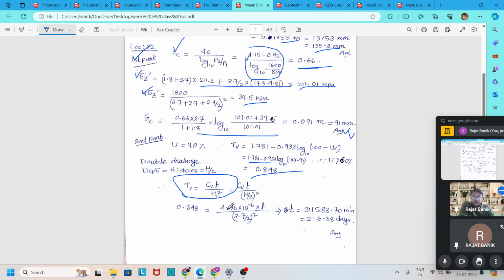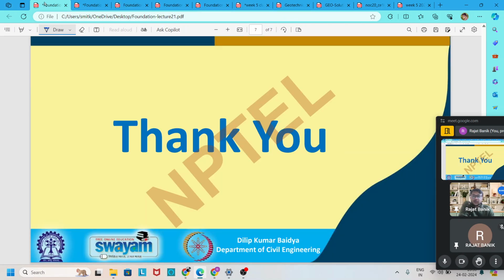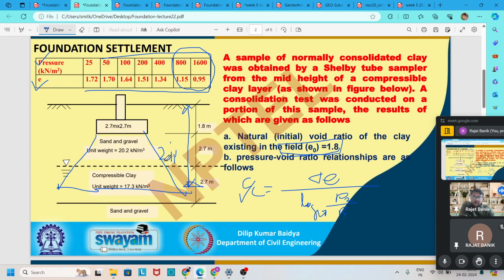After this, put this in the equation. Before that, we have to calculate the drainage path. In our problem, it is given that this clay layer is confined between two layers of sand and gravel, above and below. We know that sand and gravel layers are good permeable layers, so water can easily dissipate in the upward direction and the downward direction also. So our drainage path becomes half of the thickness of this clay layer. So it will become 2.7 divided by 2.